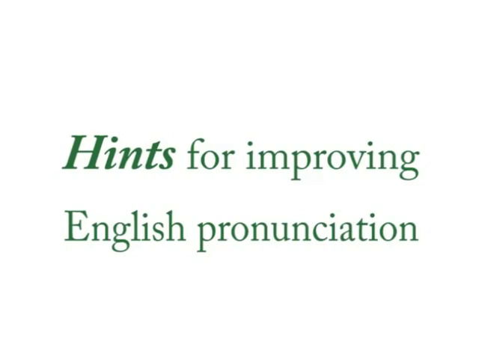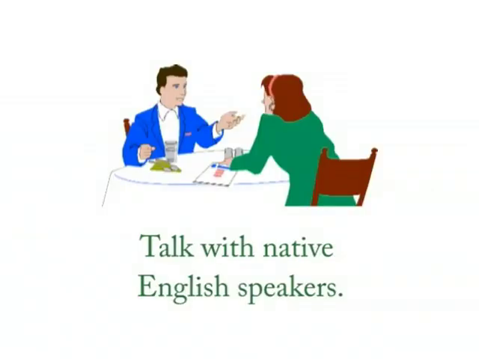Hints for improving English pronunciation. Talk with native English speakers. Get out there and talk. Tell your English-speaking friends that you want to improve your accent, so they shouldn't be afraid to correct you in conversation. Listen to their speech patterns and try to imitate the sound and rhythm of the words. Don't be shy. Practice is the best way to improve pronunciation.